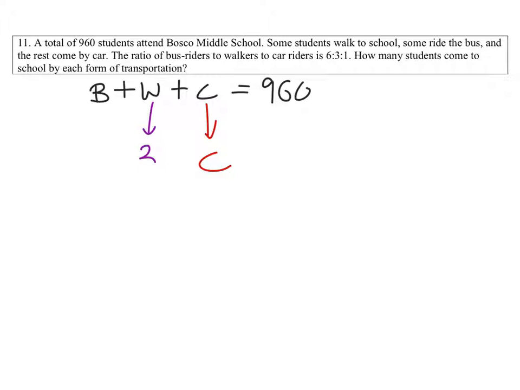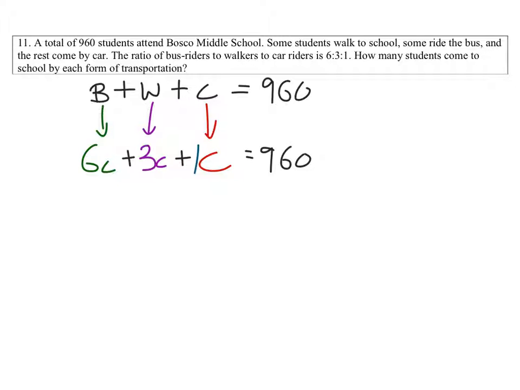Well, we got bus riders to walkers to cars, and when we add all of these together, we should get 960 students. Well, do we know how many people car? No, we don't. Do we know how many people walk? No, but we know it's a 3 to 1 ratio with cars, so it'd be 3 times the number of car people. The buses are 6 times the number of cars because it's a 6 to 3 to 1 ratio. So when we add all of these, we should get 960 folks.